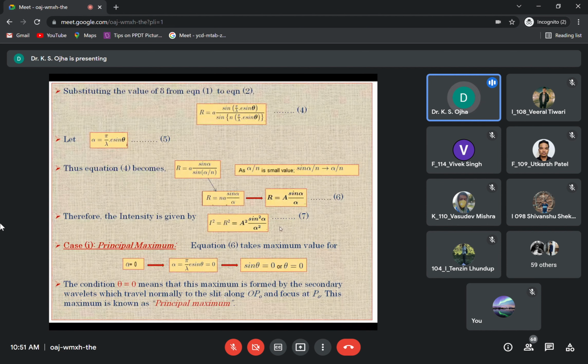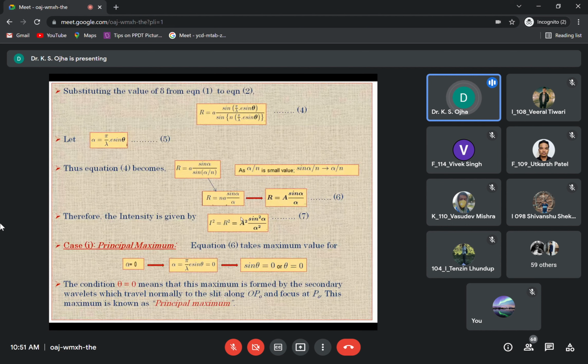To find the nature of the pattern, we will consider equation 7. We know that at the center we get the maxima, the maximum intensity, and elsewhere we observe minima and other types of maxima. I will explain this in the next slide. Whatever we get at the center is called the principal maxima, and the principal maxima has the maximum intensity. To find the position, we will consider equation 7.